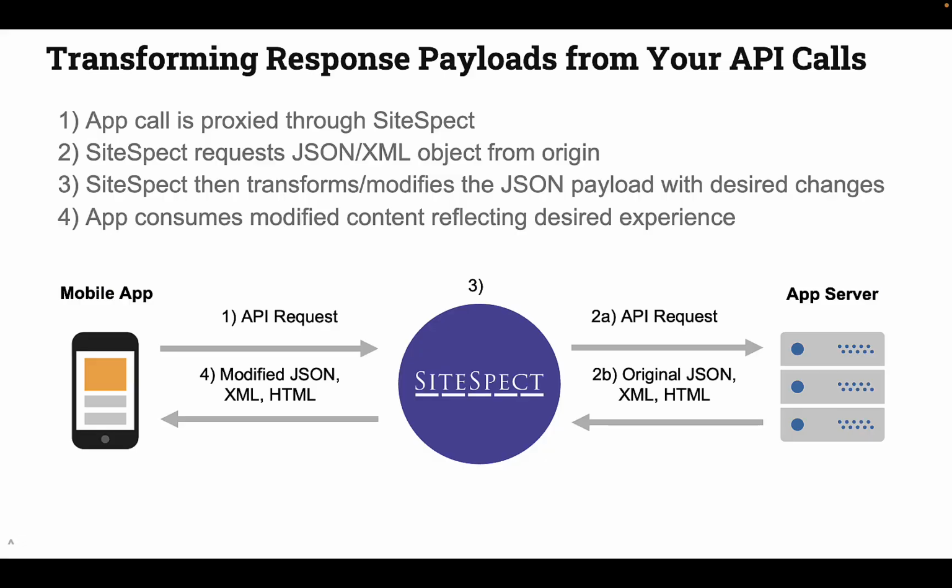Okay, so we're going to take a look at the first one in depth here. This is how we transform the response payload from your API call. The traffic is actually routed through SiteSpect via DNS, so all the traffic is proxied through SiteSpect. SiteSpect then requests the JSON or XML or whatever the object is you're trying to retrieve from origin. It then transforms and modifies the actual JSON payload with any of the desired changes for testing. The app then consumes that modified content and it reflects the desired experience.